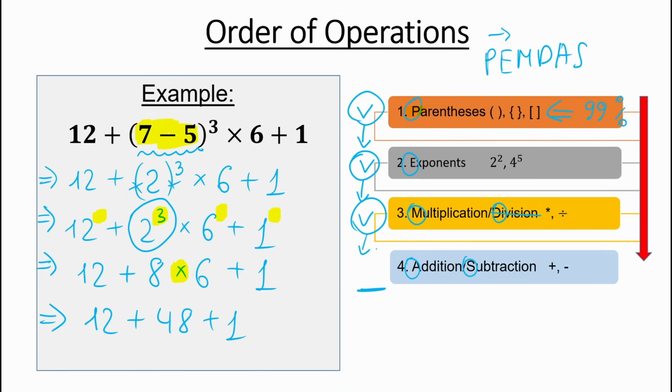And the last step, maybe the easiest one, we have only addition right here. So as a result, we need to add everything. What do we have? We have 12 plus 48. We have 60, and 60 plus 1 equal to 61. This is a quick example.